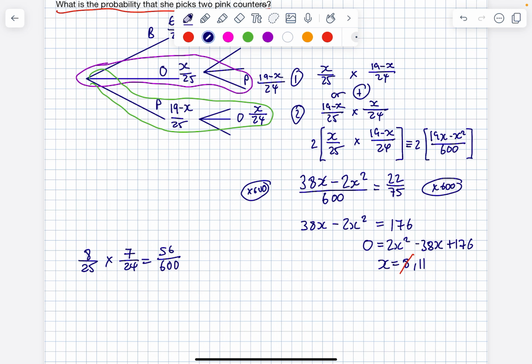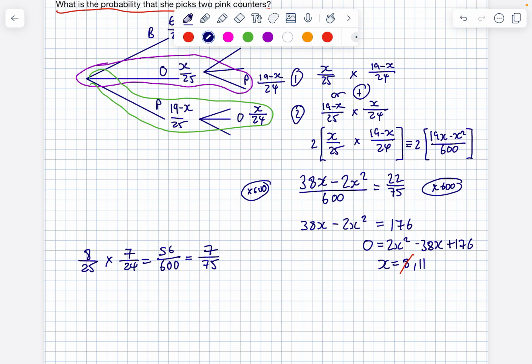We know that's 600. And can I simplify this fraction? Yes, I can. Well, they're both even numbers, so we know we definitely can. And I get 7 over 75. And I know I can't simplify it further because 7 is a prime number and 75 is not a multiple of 7.